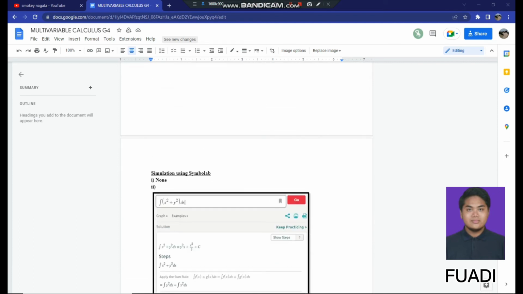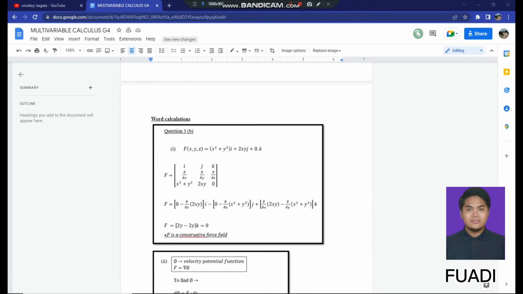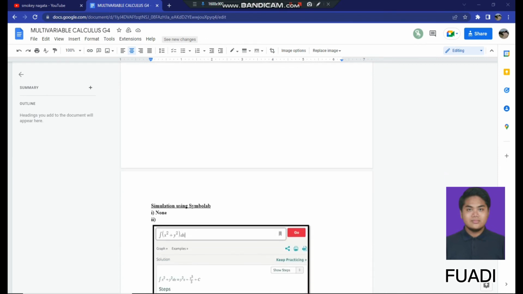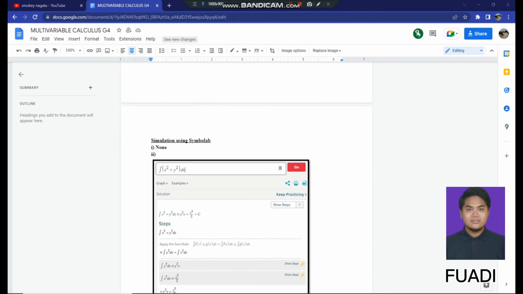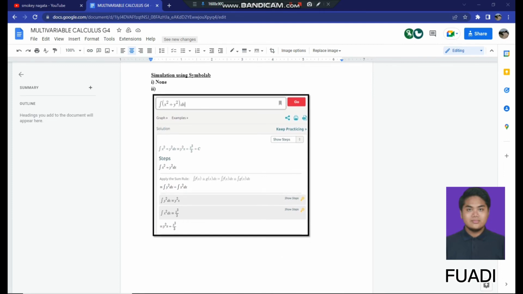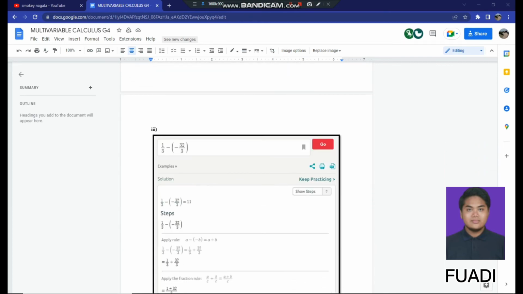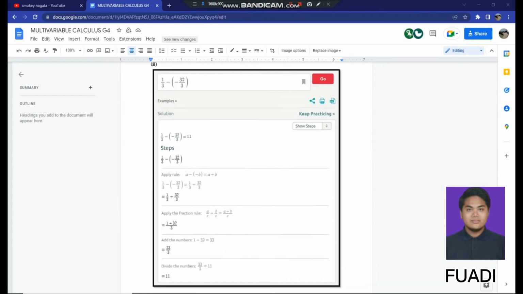And next is the simulation, still using the Simulab, but for number 1, I don't get it because when I try to put in the equations, it shows an error and I don't get the steps for the answer, and I only get number 2 and number 3 using the Simulab. This is number 2, this is the final answer, and this is number 3, and this is the final answer that we get from the Simulab.